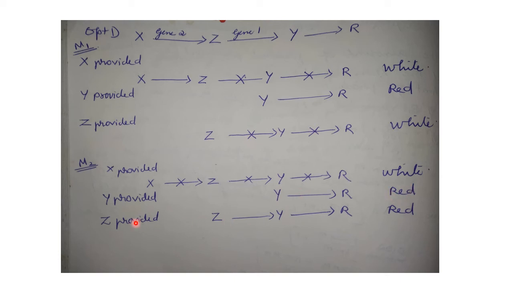So it will naturally produce red colonies. Now when Z is provided, it is getting converted to Y since gene 1 is not mutated in the case of M2 mutants, and Y is getting converted to R. So you get red colonies. So it can be concluded that X to Z conversion is by gene 2. So option D is correct. X, Z, Y, R. X to Z gene 2, Z to Y gene 1.